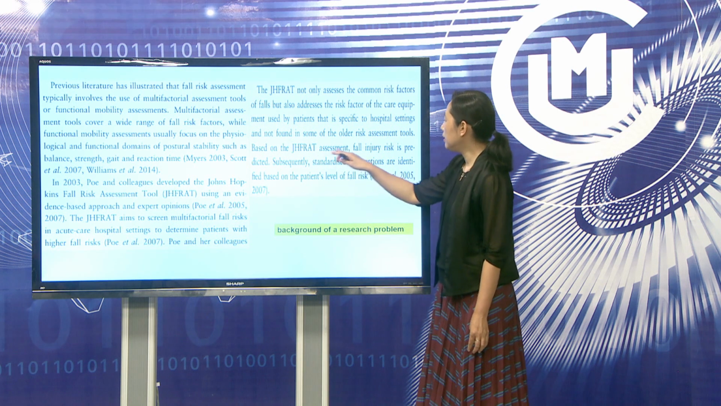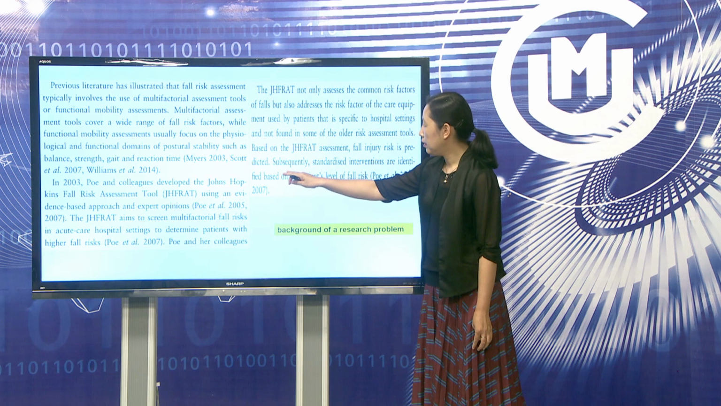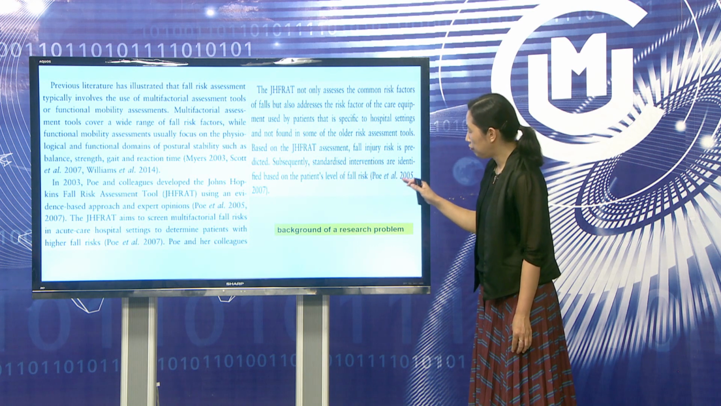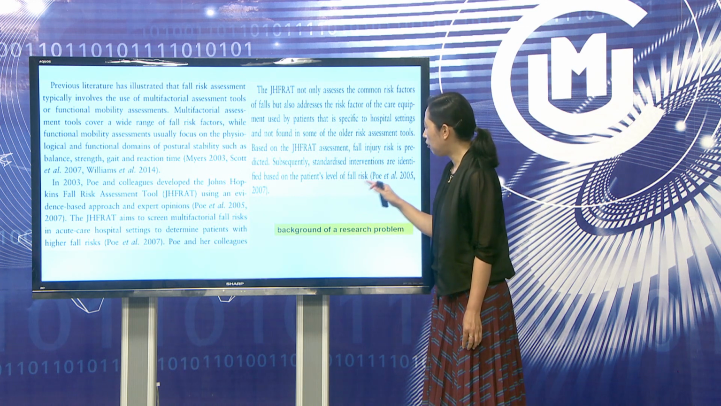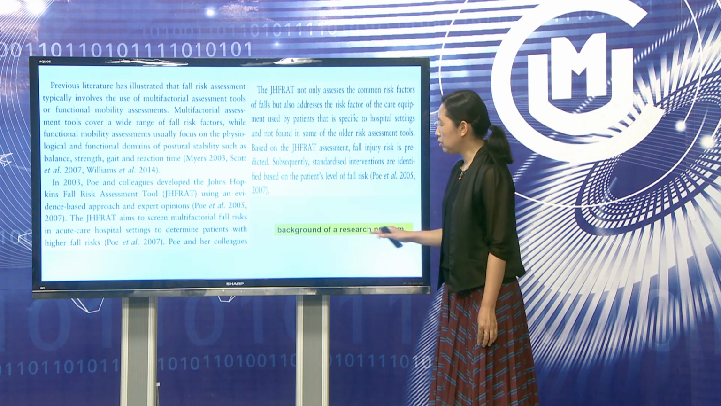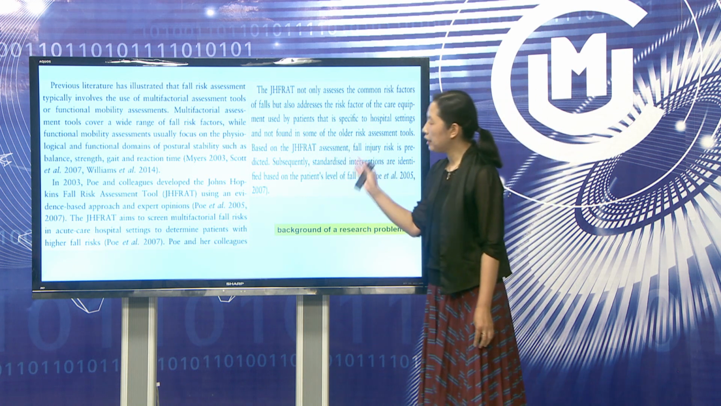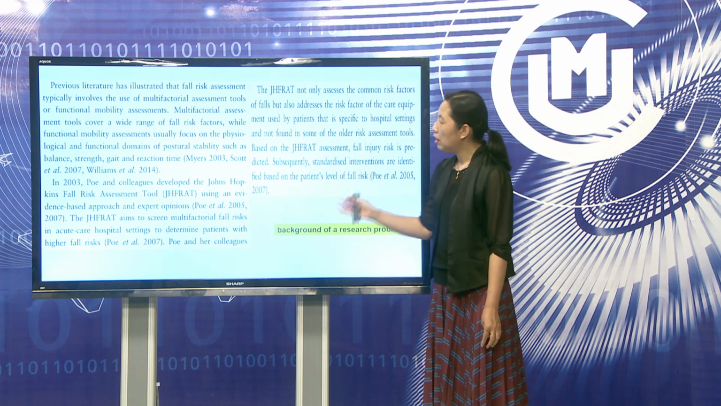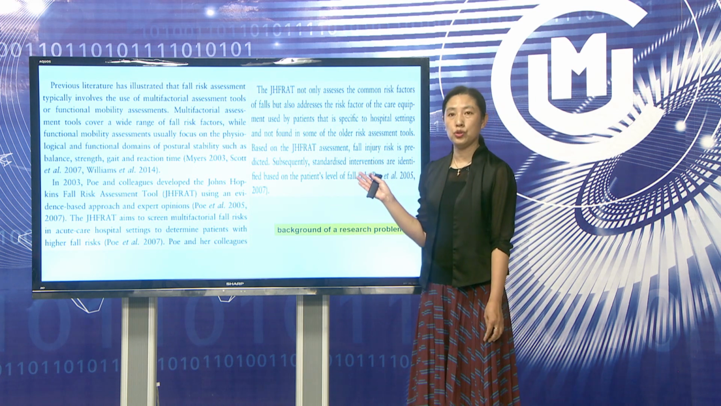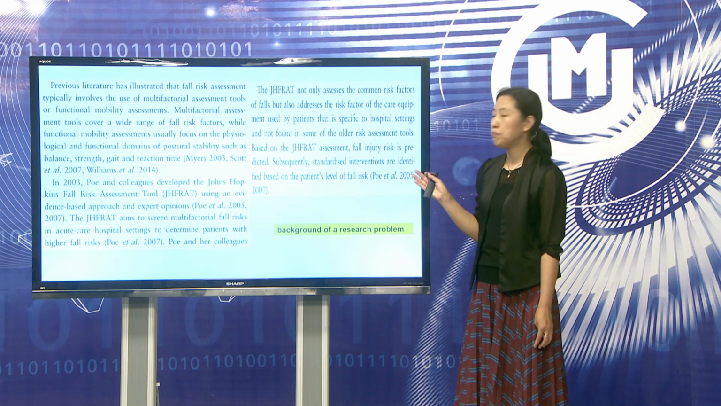So based on this assessment tool, fall injury risk is also predicted, and subsequently standardized interventions are identified based on the patient's level of fall risk. So from this part, you will see what the research problem is, or what the background of the research problem is. From the description, the authors said the Johns Hopkins Fall Risk Assessment tool is a good one to use for elders who are living in the hospital.